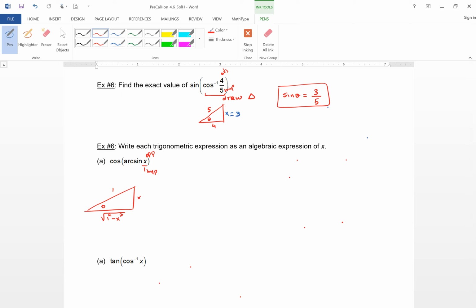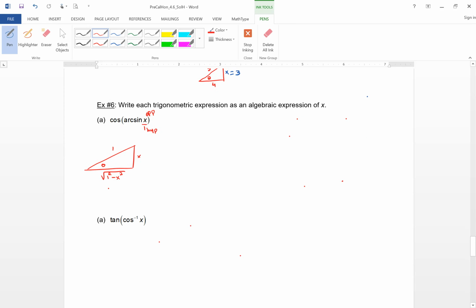Same thing. X squared plus this squared equals 1 squared. For the first one, I will put in 1 squared, but never again, right? It's just the 1. Now, if I want to find the cosine of this angle, cosine of theta is adjacent over hypotenuse, the square root of 1 minus x squared over 1.